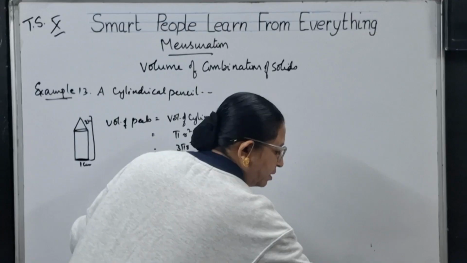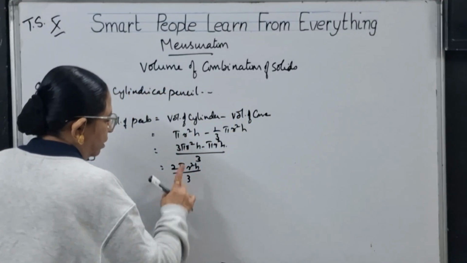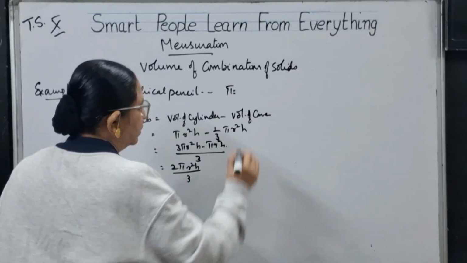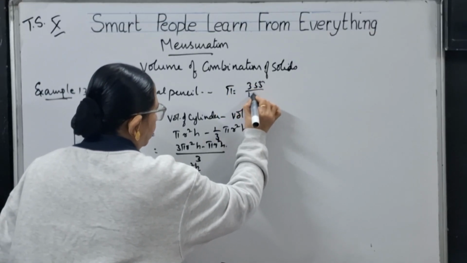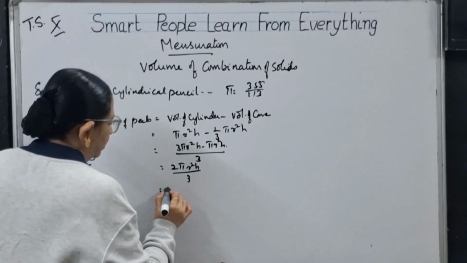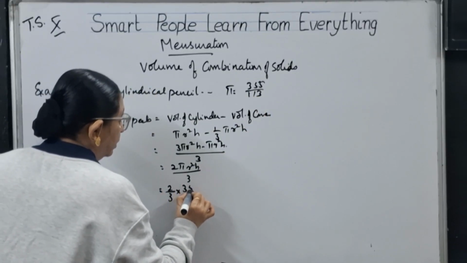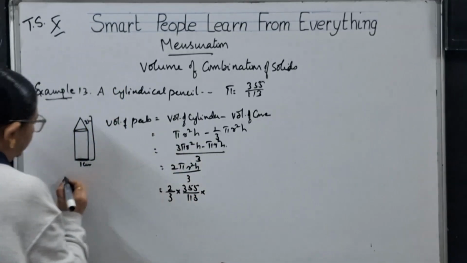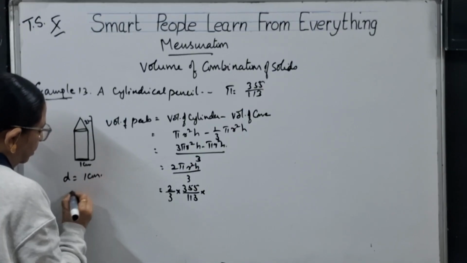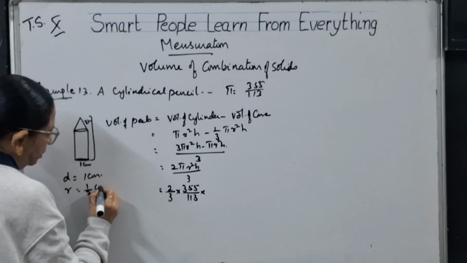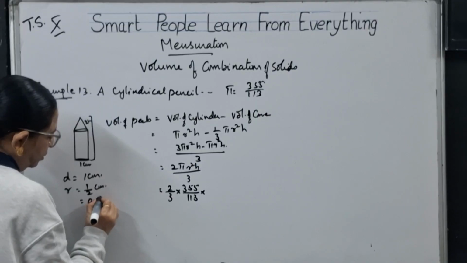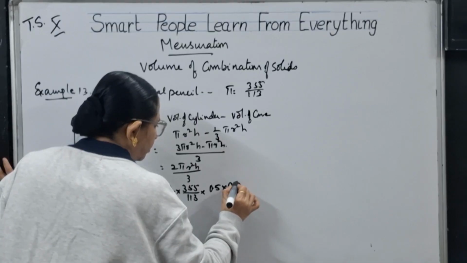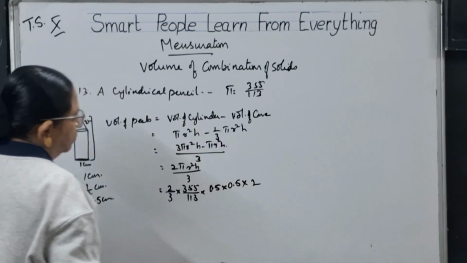Now here, what is that they are saying, children? They are asking to find out with pi equal to 355 by 113. So that means 2 by 3 into 355 by 113 into r square. Diameter is 1 centimeter. So radius is 1 by 2 centimeters or you can take 0.5 centimeters. So r square is 0.5 into 0.5 into h is 2.